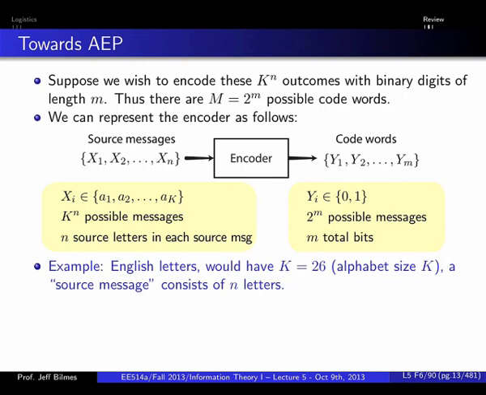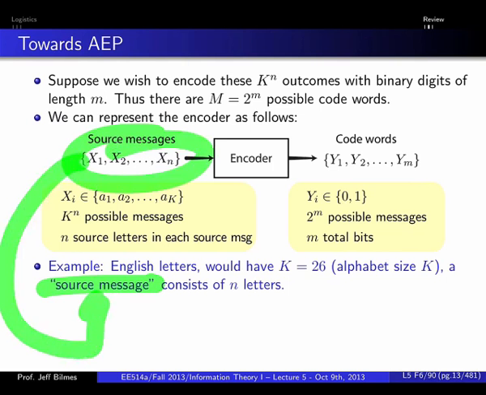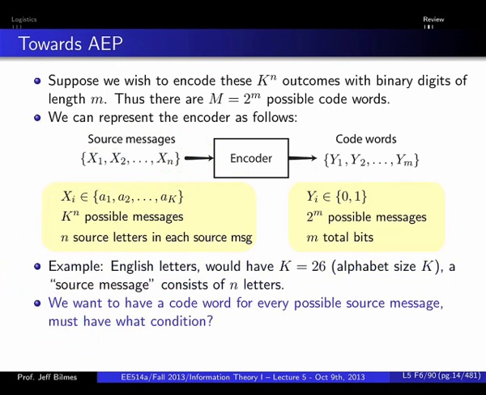And then a source message, one of these source messages here, oops, I don't want to cross that out, I want to highlight it. A source message consists of these n letters. So here's a source message, which consists of n letters. Right? So every source message, and of course there are k to the n of them, should have a code word.